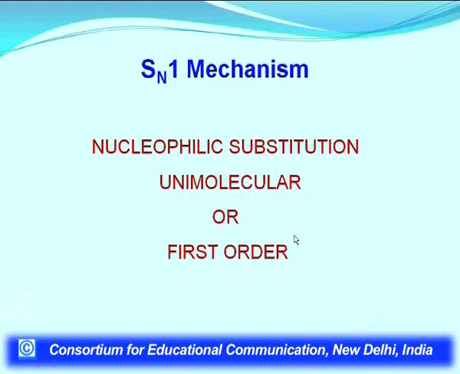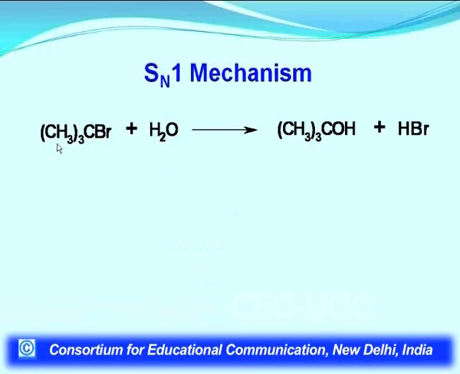Then let us move on to the other mechanism, which we call the SN1 mechanism. The full name for SN1 is nucleophilic substitution unimolecular, or first order reaction. Let us take an example. This tertiary butyl bromide, when it is hydrolyzed, or treated with water, has the Br again replaced by OH. So, it is a substitution reaction, and water is acting as a nucleophile, so it is a nucleophilic substitution reaction.